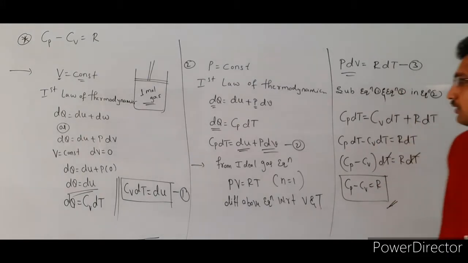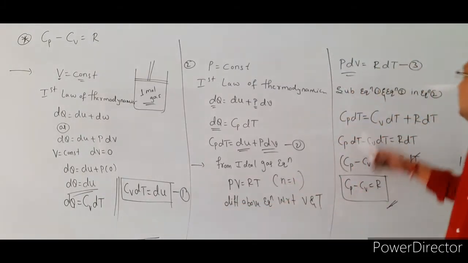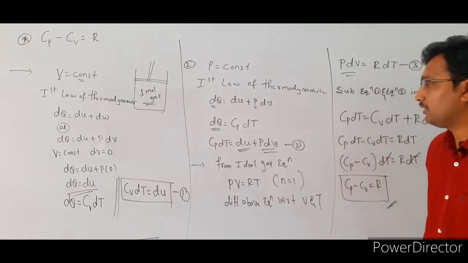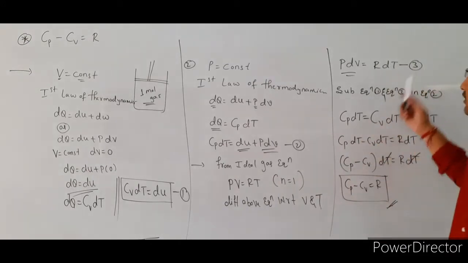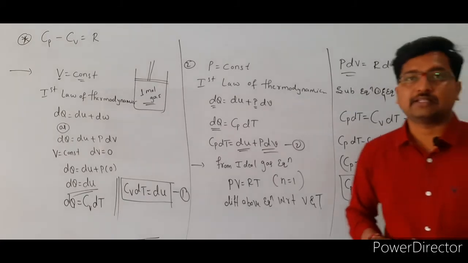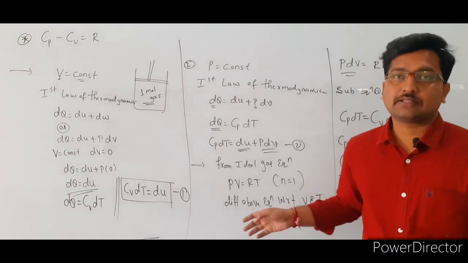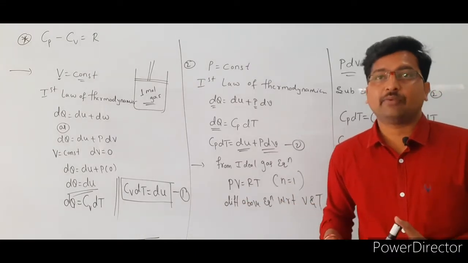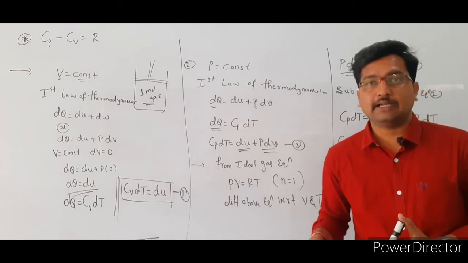So after that, we are going to substitute equation number 1 and equation number 3 in equation number 2, right? Then simplify this one. Finally, we will get the result: Cp minus Cv is equal to R. This is known as Mayer's relation, or the relation between Cp and Cv.